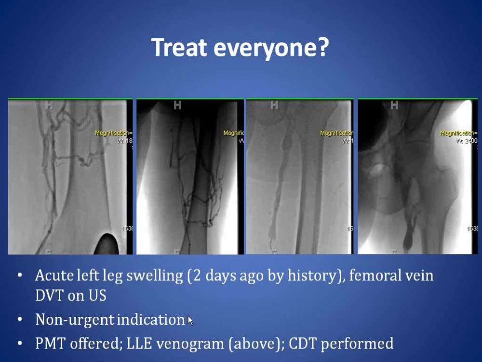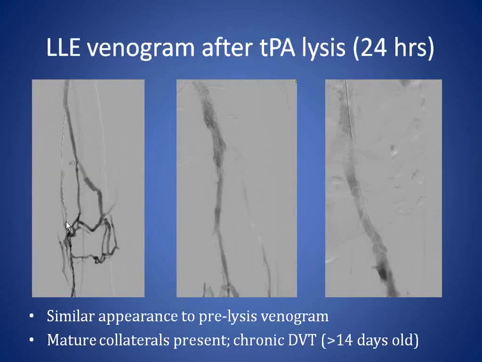I gave him the option of doing nothing or trying the lysis. The risk of bleeding in the head is 1 in 200. It's not 0, but it's pretty low. We watch you, and if you have any signs that there's bleeding, we shut the TPA off and see what happens. So he came back the next day, and the venogram essentially looked exactly the same. The vein didn't get any bigger. It didn't get any more wide open. He still had all these channels. There was no clot in his common femoral vein.